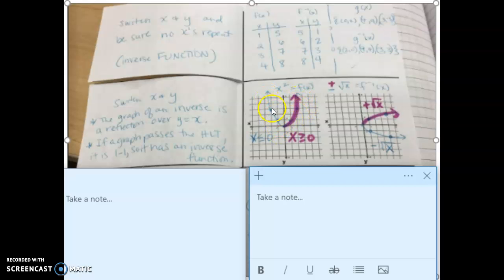And if I take these points and reflect them over the line y equals x, I would get these points, which is the same thing as switching their x's and y's. I would get this blue graph that's in the fourth quadrant now.